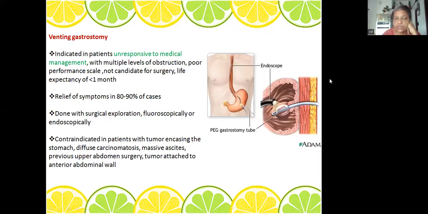And as you all know, this is done with a surgical exploration. But it is contraindicated in patients with tumor encasing the stomach, diffuse carcinomatosis, massive ascites, previous abdominal surgery, or tumor attached to the anterior abdominal wall. If this is the case, venting gastrostomy is contraindicated. Anyhow, the surgeons have to take a decision upon that.